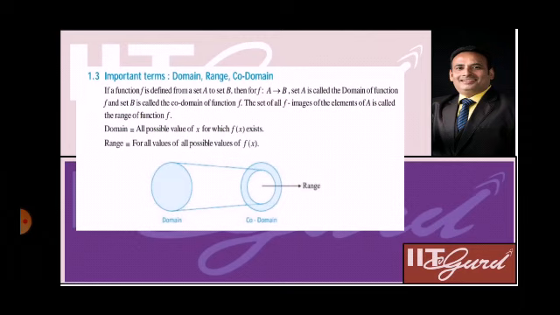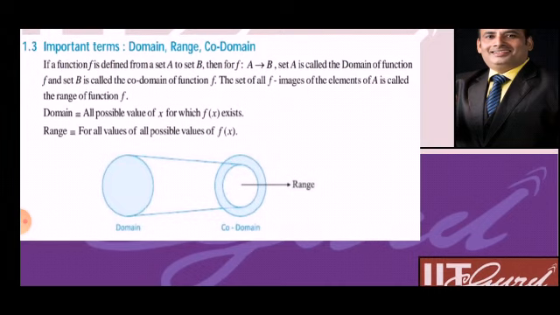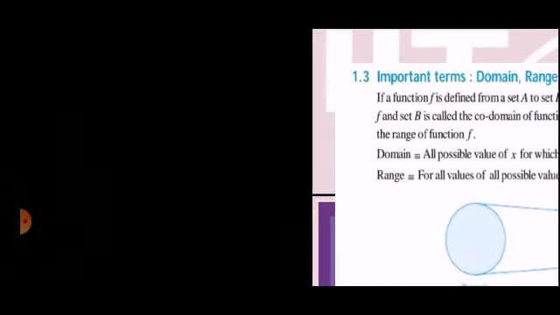So for the existence of a function, for every element of the domain there should be a unique image, which becomes the range. But if there is an element which hasn't any pre-image in the function, that is included in the codomain. So if a function f is defined from a set A to a set B, f: A to B, then set A is called the domain of the function, and set B is called the codomain of the function.